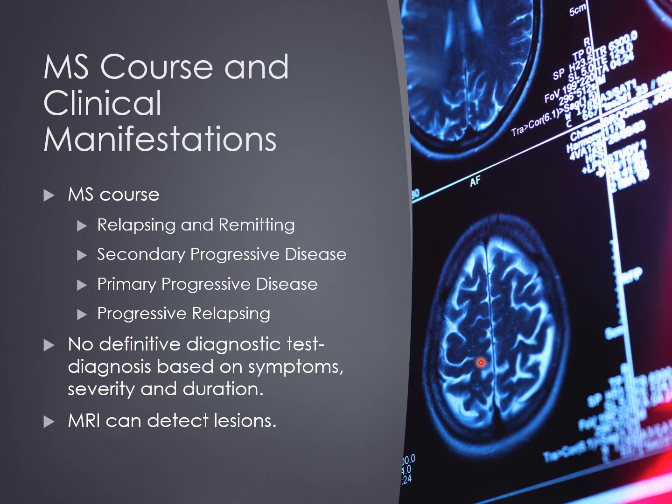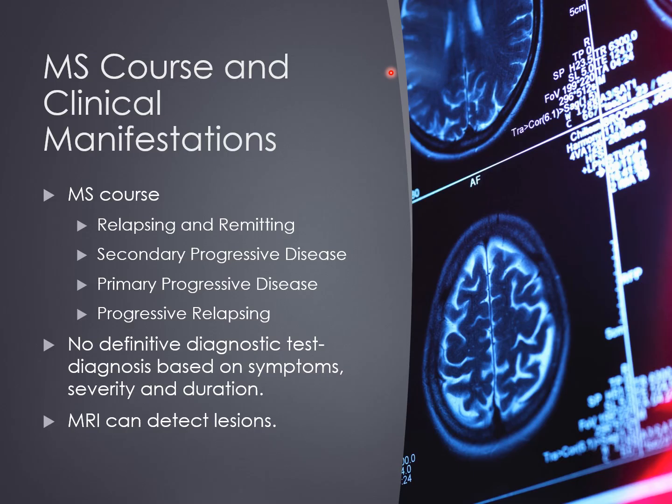So we have kind of four general courses of MS that we can see in people. One is called relapsing and remitting. The relapsing and remitting form of MS is characterized by episodes of acute worsening of the disease with recovery and really stable or mostly asymptomatic courses between relapses.